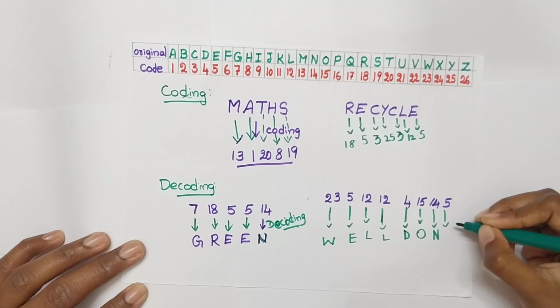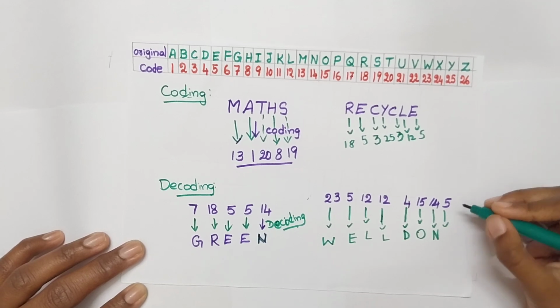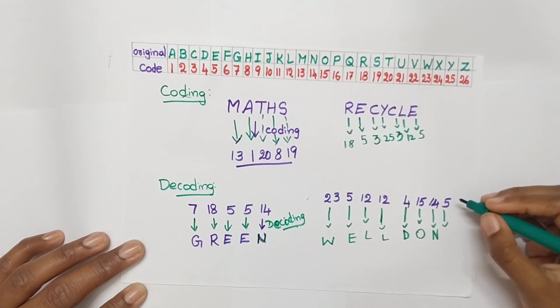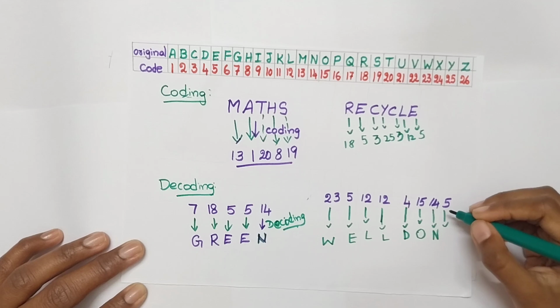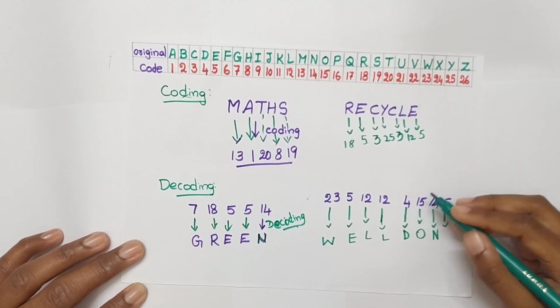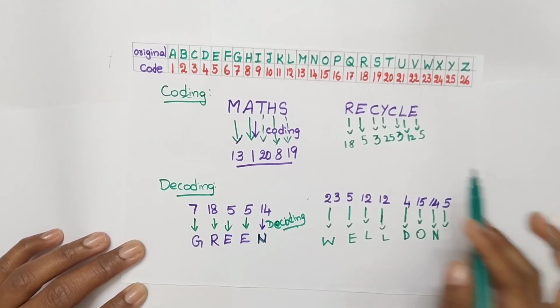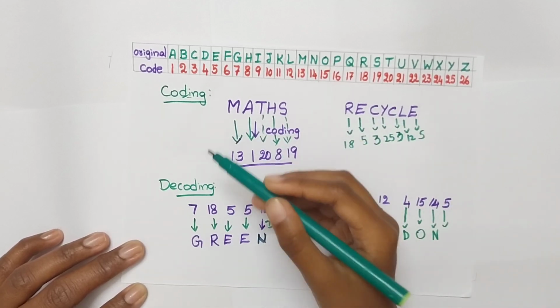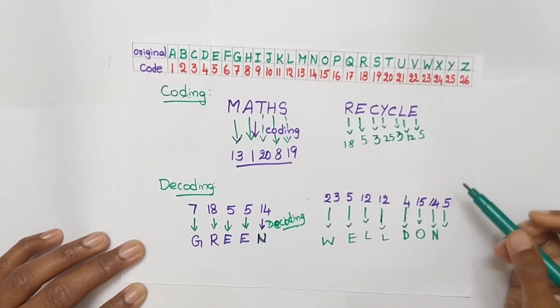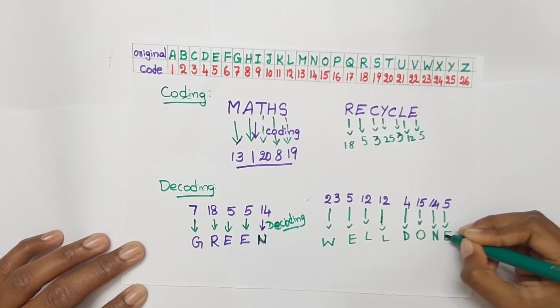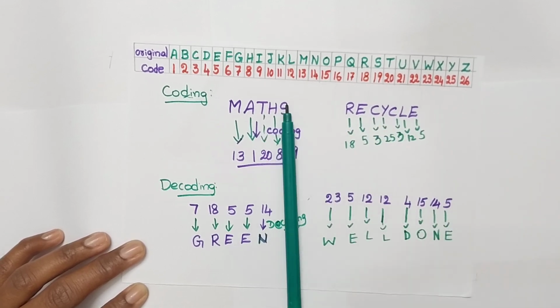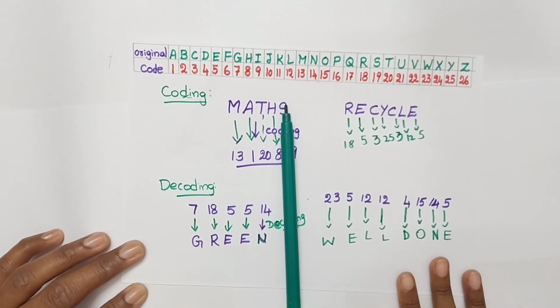And the last and final letter for this word. The final number is 5. And where is 5 in the second line? Here is 5 in the second line. So we have to decode the last final number and write E. So the answer is well done.